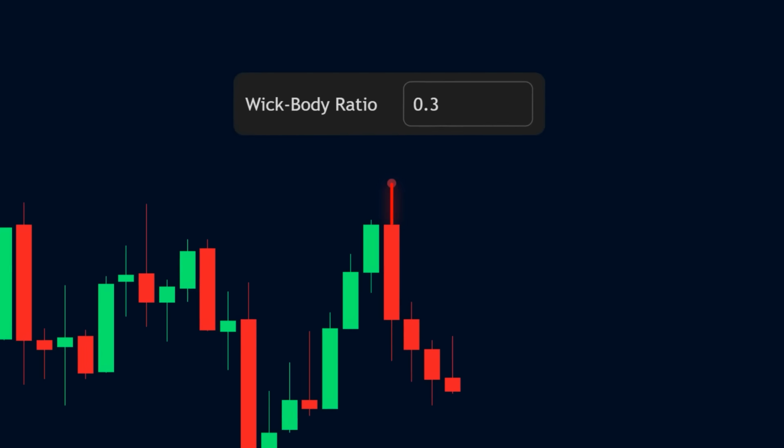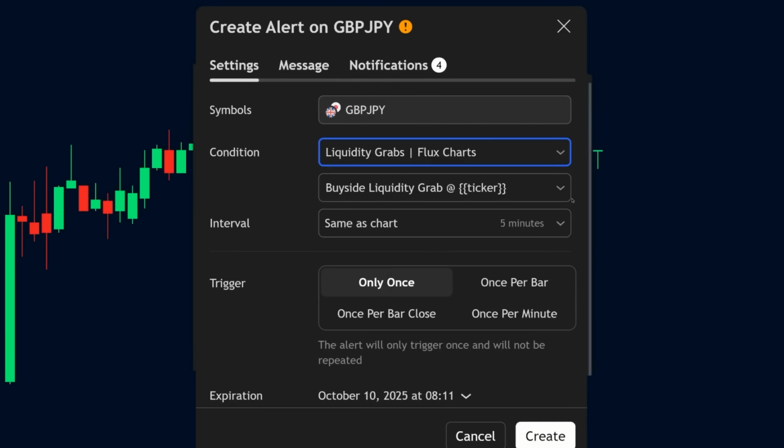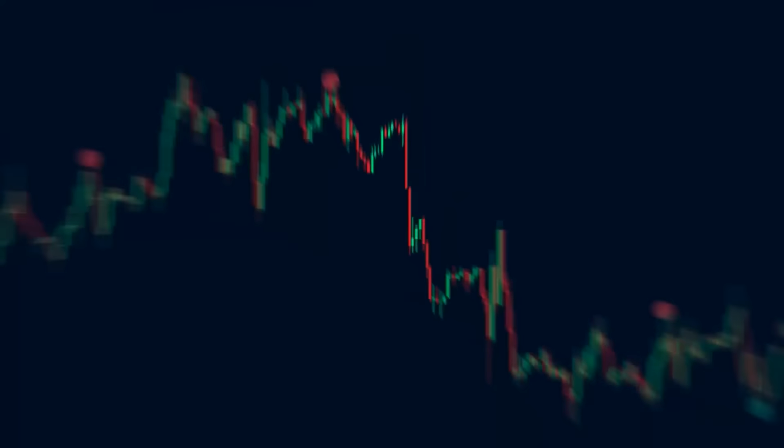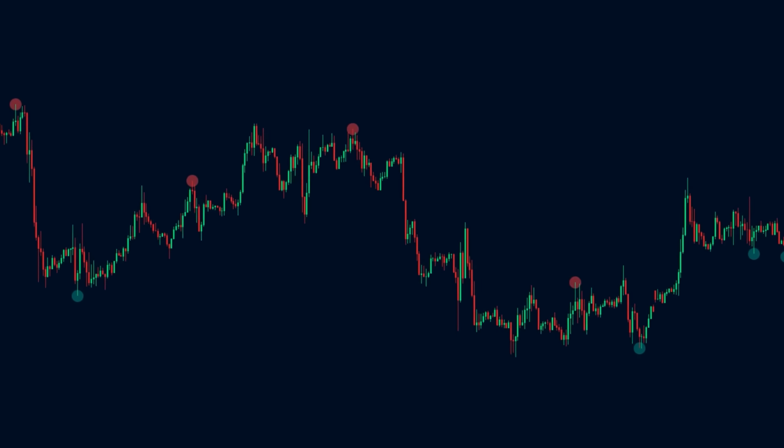Lower it and you'll catch the subtle ones. And if you don't want to watch charts all day, turn on alerts. You'll get notified the moment a liquidity grab forms. Now that you've seen the indicator, let's show you how to use these liquidity grabs to find insane trade entries.